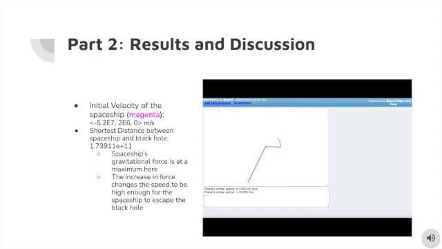The shortest distance between the spaceship and the black hole is listed on the screen. The spaceship's gravitational force is at a maximum here, and the increase in force changes the speed high enough for the spaceship to be able to escape the black hole system.